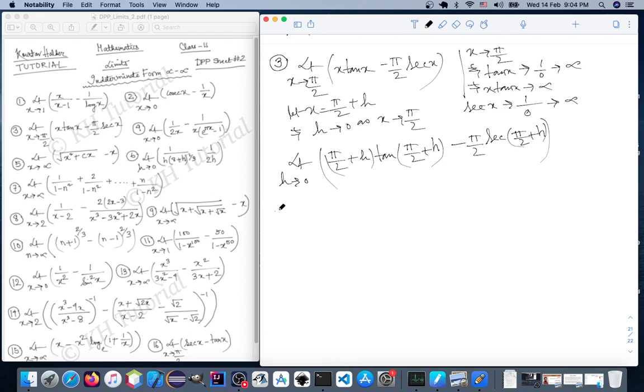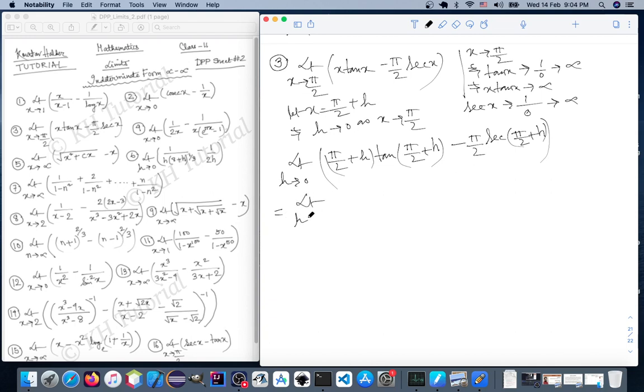Now applying the trigonometric formula for allied angles, we know that tan of pi by 2 plus h is cot of h, but will it be the same sign or the negative sign? Pi by 2 plus h is in the second quadrant, and in the second quadrant tan of any angle is negative. So we will have minus cot h.